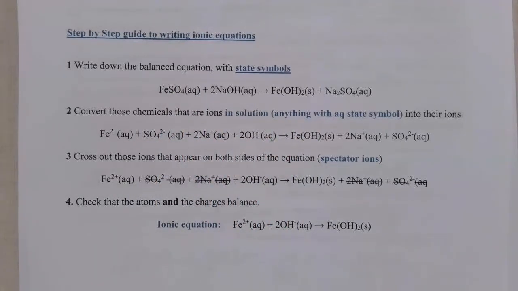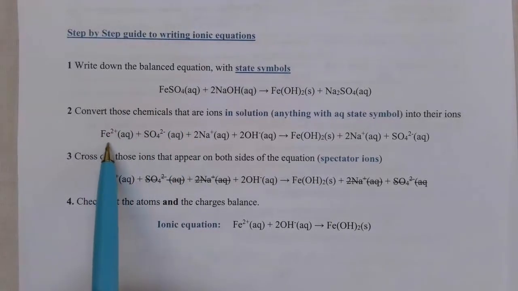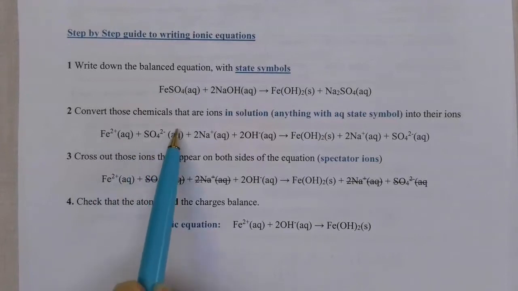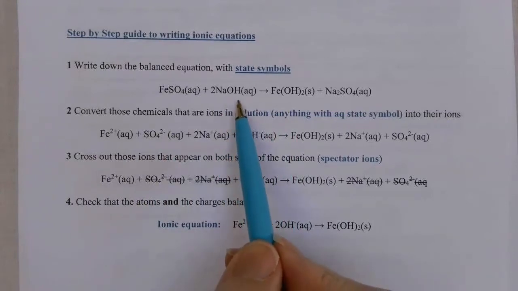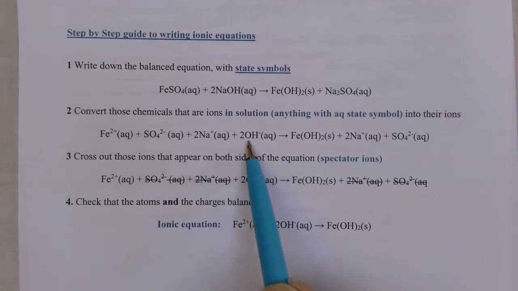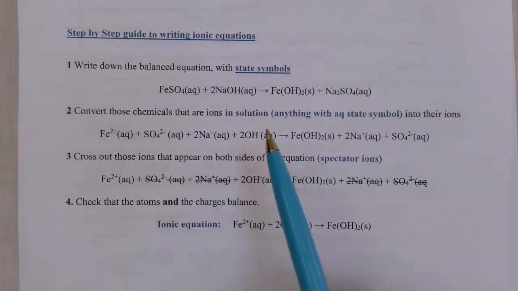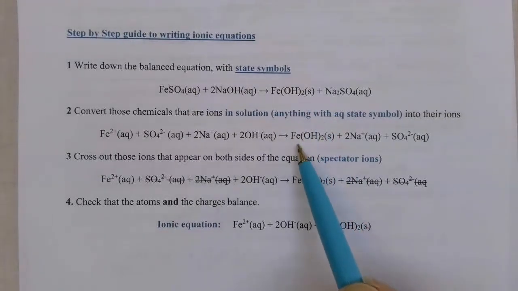I'm going to split up any chemicals which are in solution. So iron sulfate basically means I have iron 2+ ions in solution and sulfate 2- ions in solution. And I have 2 sodium hydroxide, so the 2 now goes in front because I've got 2 sodium ions in solution and 2 OH negative ions in solution. Now the iron 2 hydroxide is a solid, so that does not get split up. So it stays as Fe(OH)2 solid.